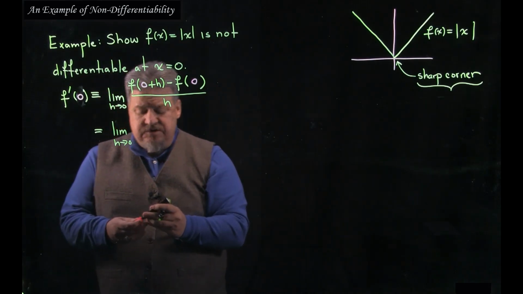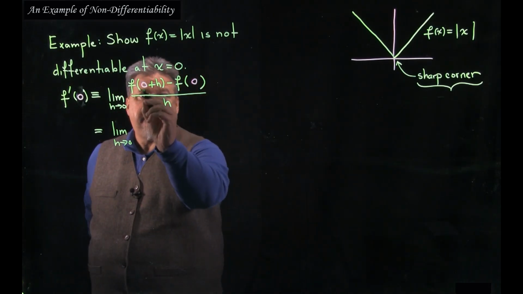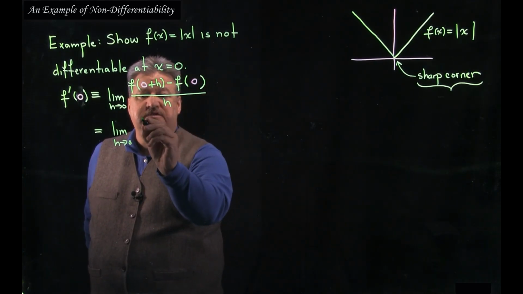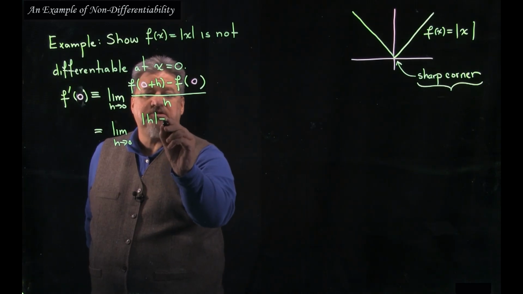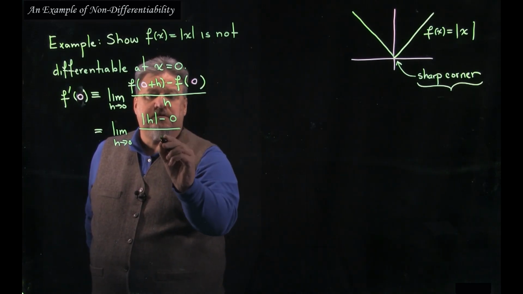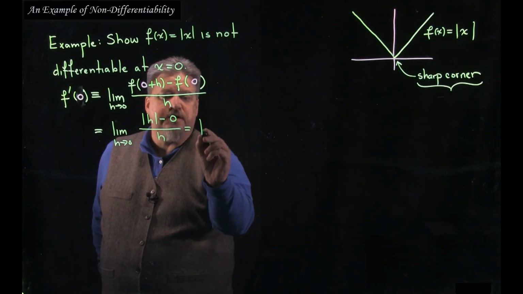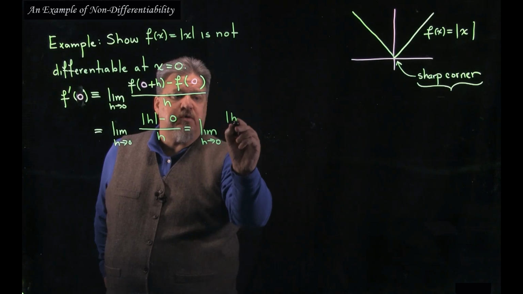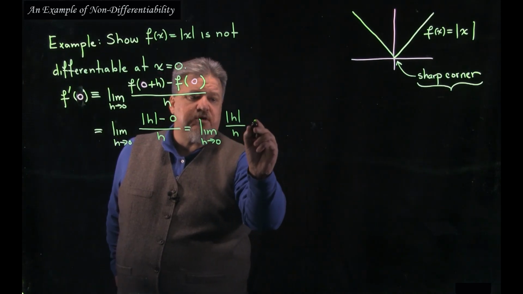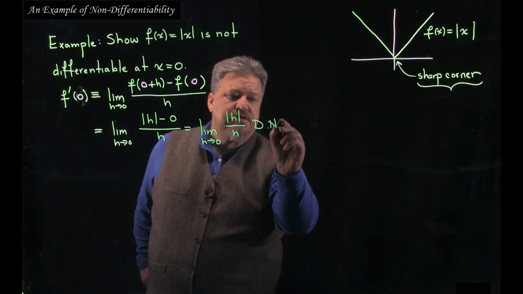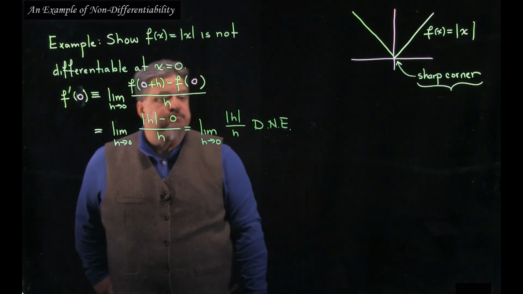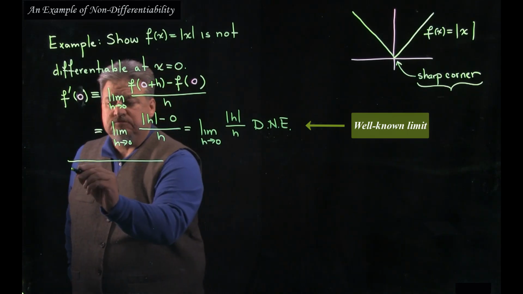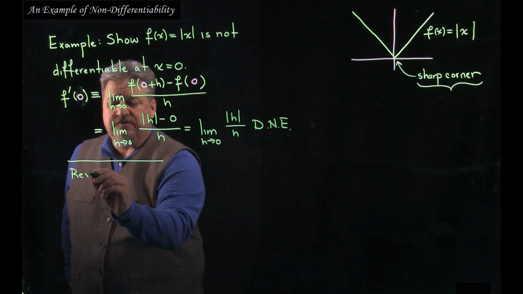All right, first thing we want to do is do the simple arithmetic. 0 plus h is h. So f of h, when f is the absolute value of x, is just the absolute value of h. And the absolute value of 0 is 0. Okay, so now we get our well-known limit from the previous chapter. This limit doesn't exist. Why? Well, let's just do a quick drill down. Let's do a just-in-time review of this concept.